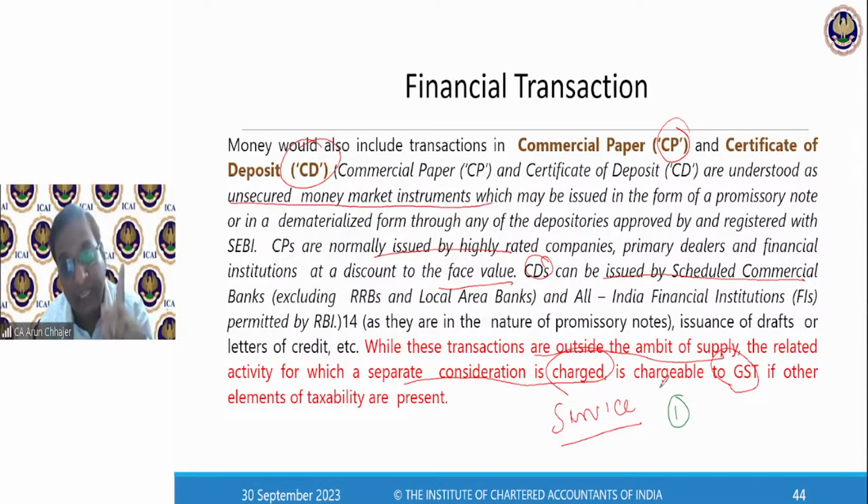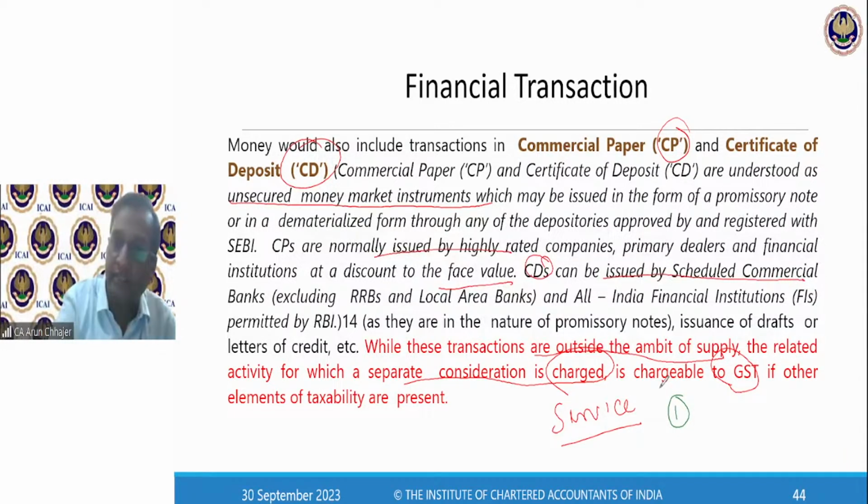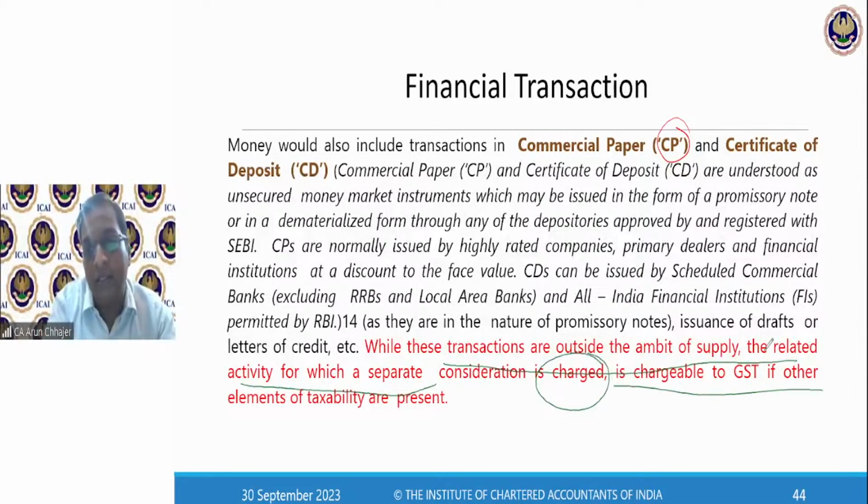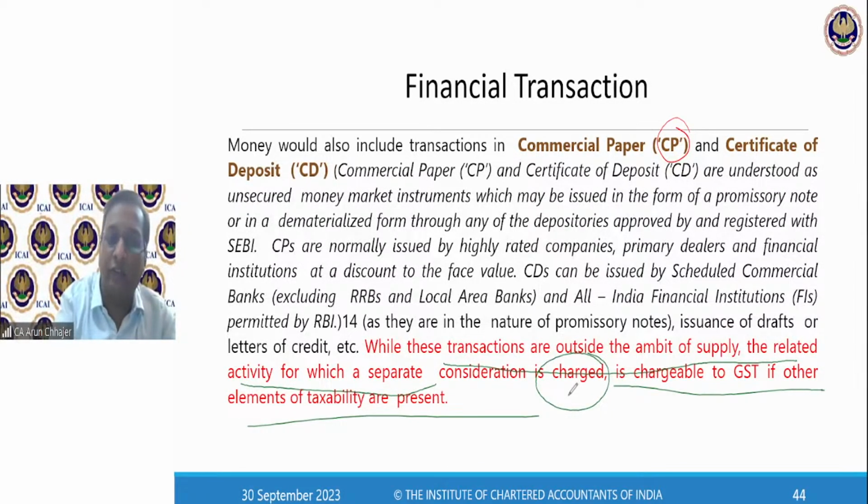Similarly, it has been clarified by way of explanation that if someone is facilitating the buying or selling of security and for which separate consideration is being charged, then such facilitation would be supply of service. So on the same concept, they are saying that related activity for which separate consideration is charged is chargeable to GST if the elements of other taxability are present.